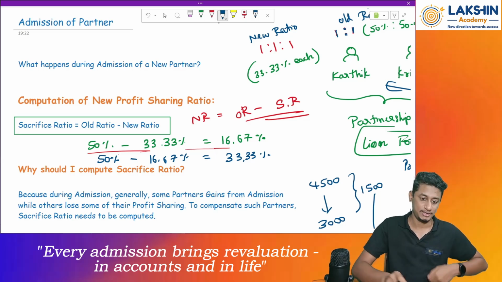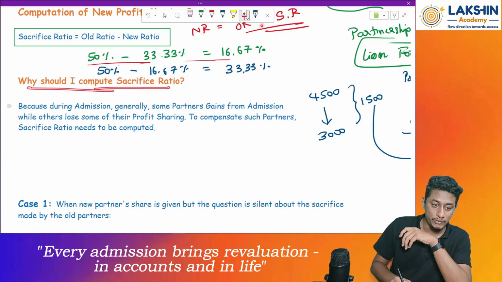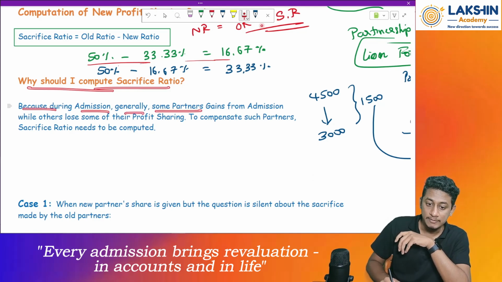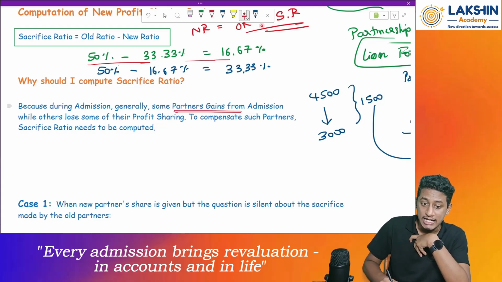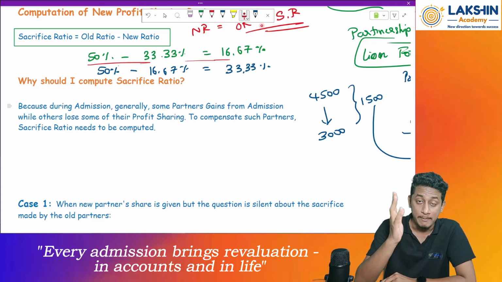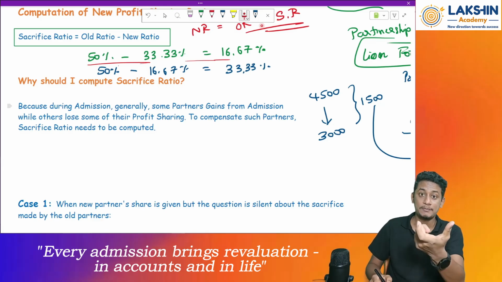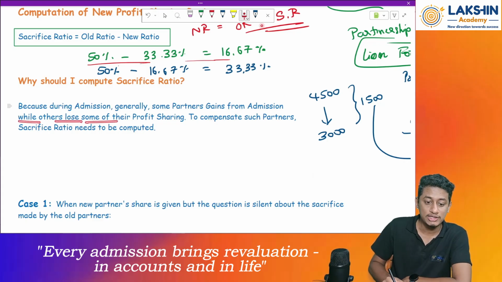33%. Yes. Now, why should I compute sacrifice ratio? From a theoretical point of view, during admission, some partners gain while others lose from their profit sharing. In our case, Chinmay was gaining because of the admission, because before admitting into the partnership firm he had no profit share. But since he has been admitted as a partner, he is getting some profits. It is a gain because of the admission.